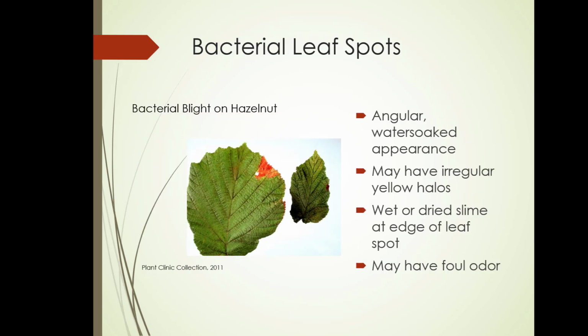Bacterial leaf spots are going to be angular and water-soaked in appearance. They may have irregular yellow halos. You might see wet or dried slime at the edge of a leaf spot, and they may have a foul odor.